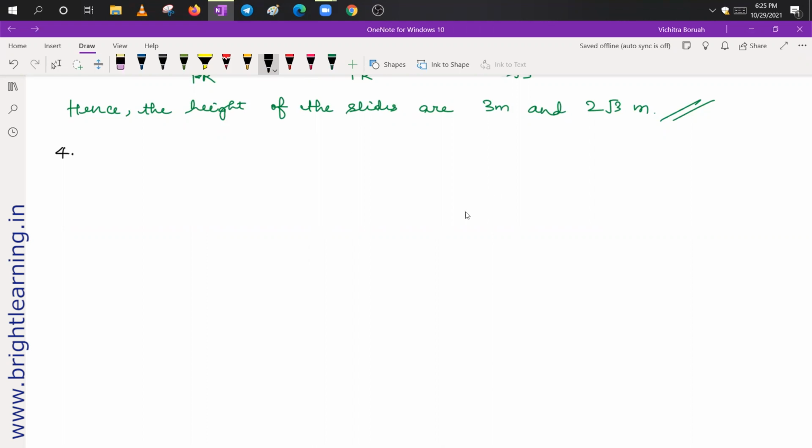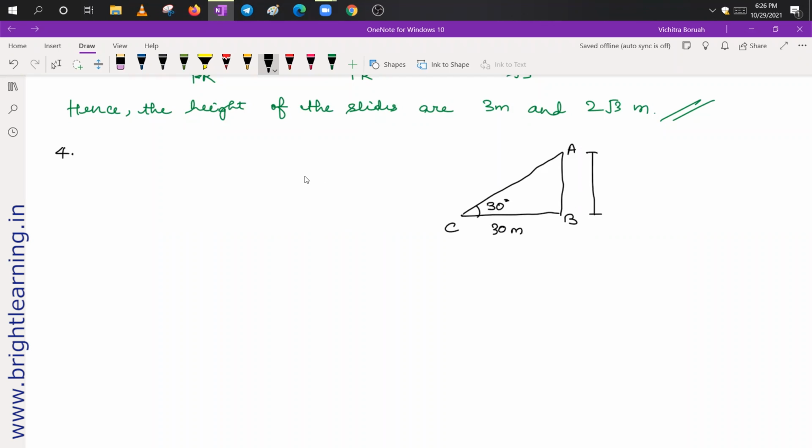Okay, so this one is very easy. We are given that there is a tower. Suppose AB is the tower, and suppose there is a point on the ground. So this is suppose point C. And the angle of elevation from this point is given, that is 30 degree. We are also given the distance from this tower, that is 30 meters. So we have to find the height of the tower. We have to find this height.